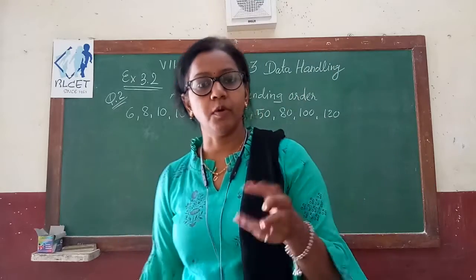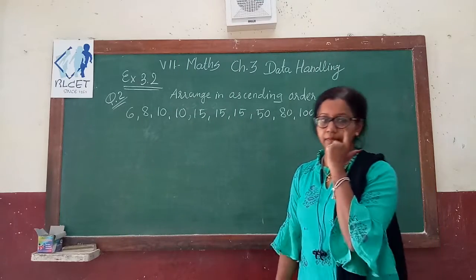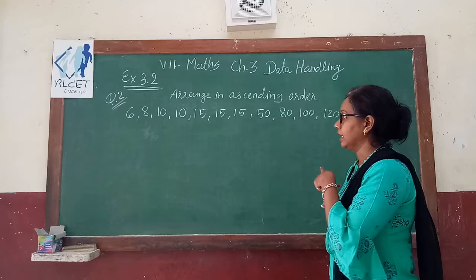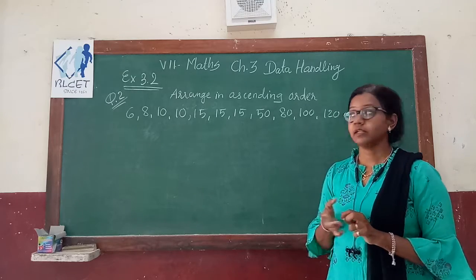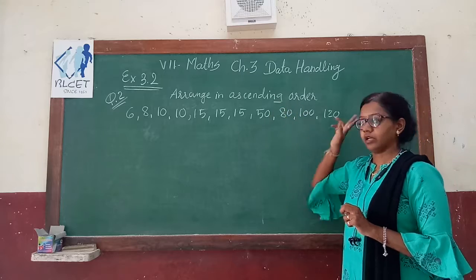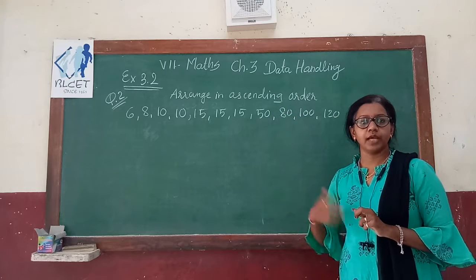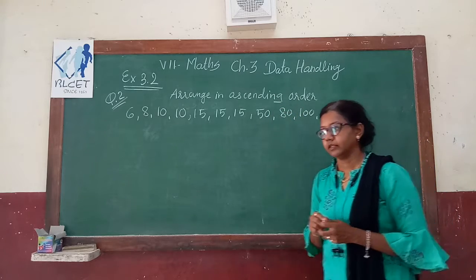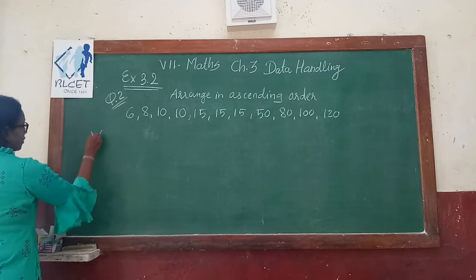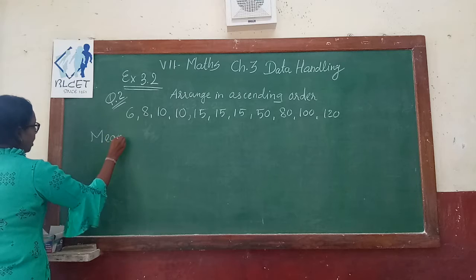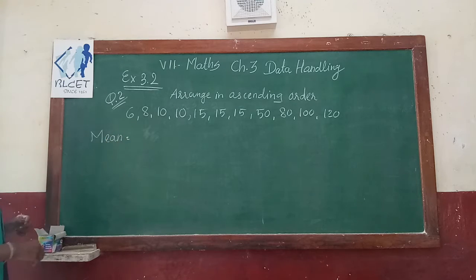In the first question, mode and median both are the same. Mean is different. Now here I have already arranged the given observations in ascending order. So it is very easy for us to calculate mode and median. So now we first find the mean. So we know that mean is equal to the sum of all the observations divided by 11.